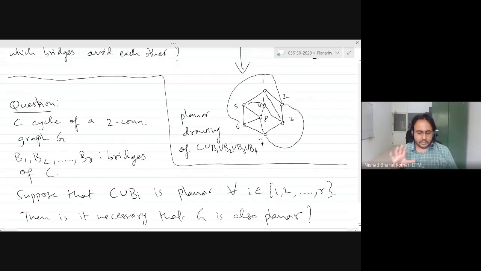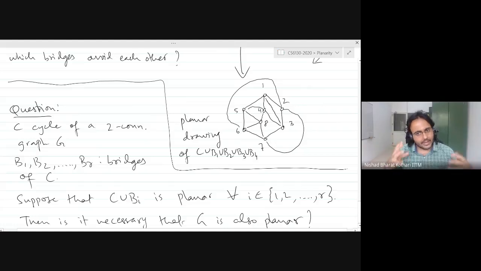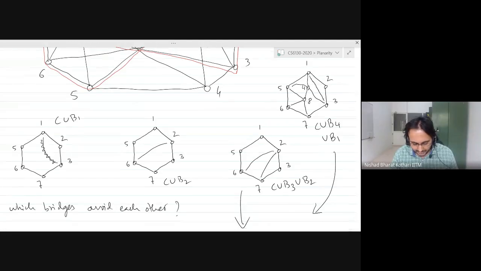If you can draw each bridge with the cycle and get a planar graph, just the cycle and that bridge, like in these 4 drawings that we had made, I changed the drawing slightly, but that's okay, you get the point. If the cycle and one bridge is always planar, does it necessarily mean that you can put all the bridges and get a planar drawing of the whole graph?